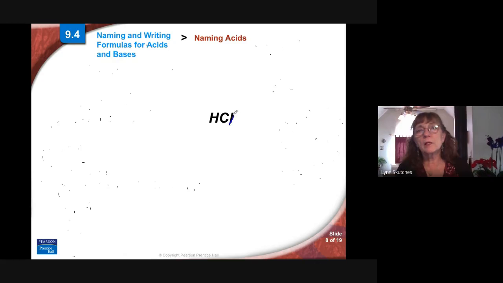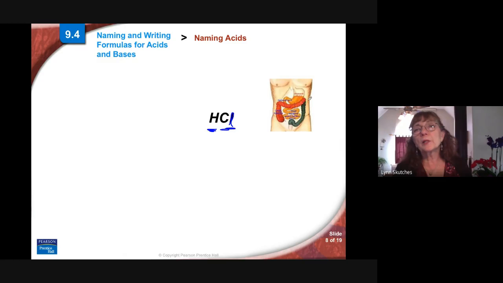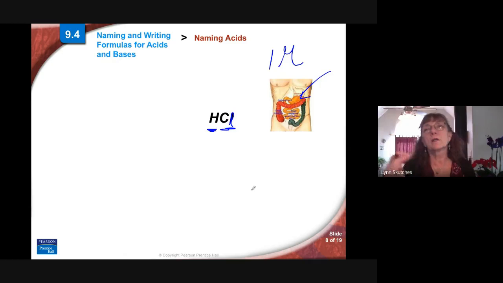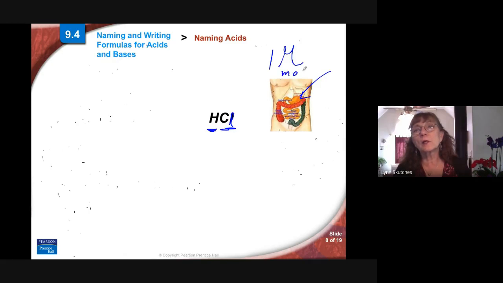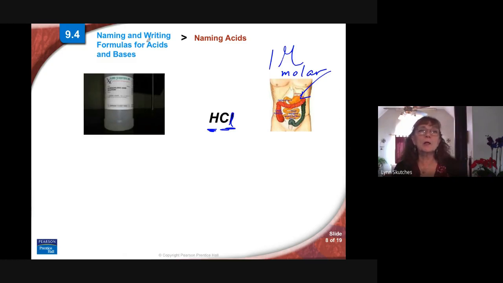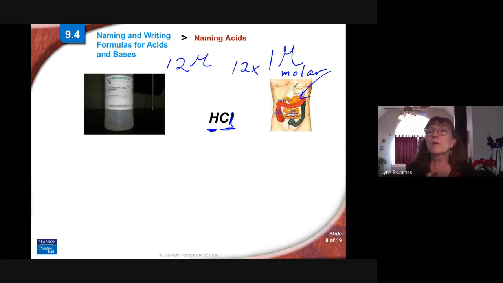All right, so you've seen this, I hope, before. It's capital H, capital C, and a lowercase l. You know, of course, that's hydrogen. You know, of course, that's chlorine. You probably know that there's an acid in your tummy, and that acid is hydrogen chloride, except we don't call it hydrogen chloride. There's another name. It has a concentration of 1 molar. This big cursive M is for molarity, to talk about concentration. When I buy hydrochloric acid, I buy 12 molar hydrochloric acid. So that's 12 times as strong as your stomach acid.